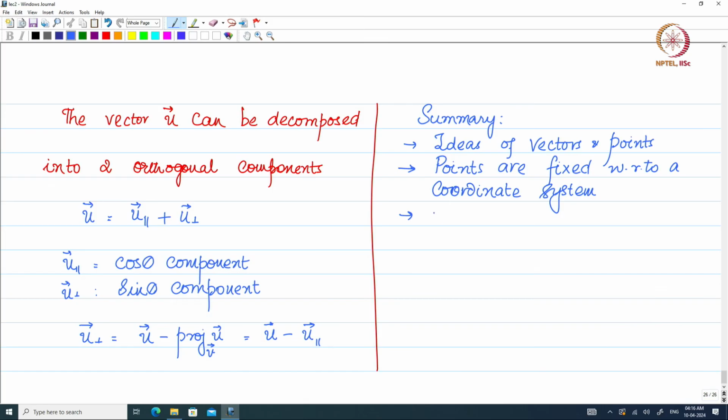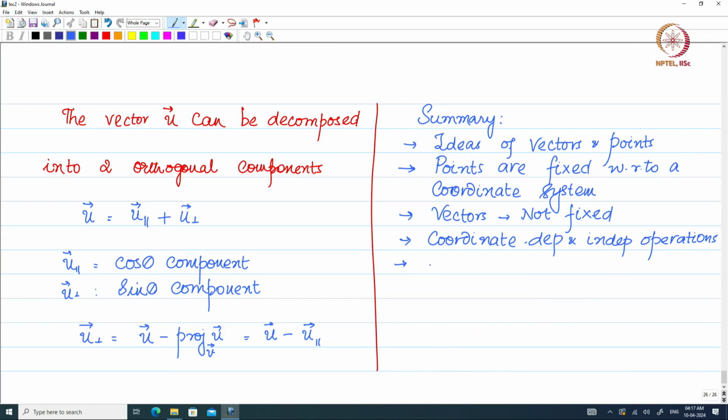We said vectors can move everywhere, vectors are not fixed, and we studied some operations on vectors and points. We call them coordinate dependent and independent operations. We said that if you want to add 2 points, it depended on the coordinate axis or the reference point where you place the origin, whereas with vectors it was not the case.